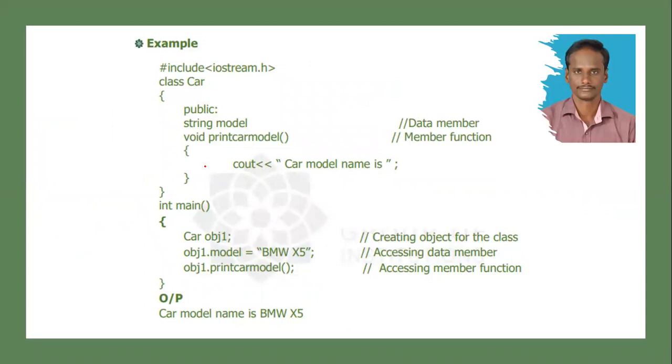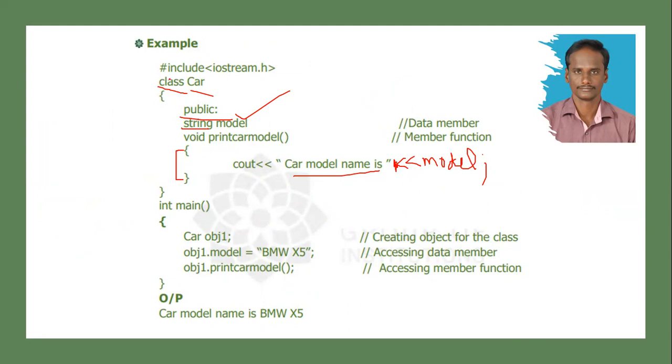Once again, you just see the class name is Car. Under public, we have a string type data member called model. And next we have another member function called void printCarModel. So "Car model name is", that's it. Because we need to print the model name, here we should give model. The semicolon should not appear there; it must appear at the end of the statement. So alter the program to look like this.